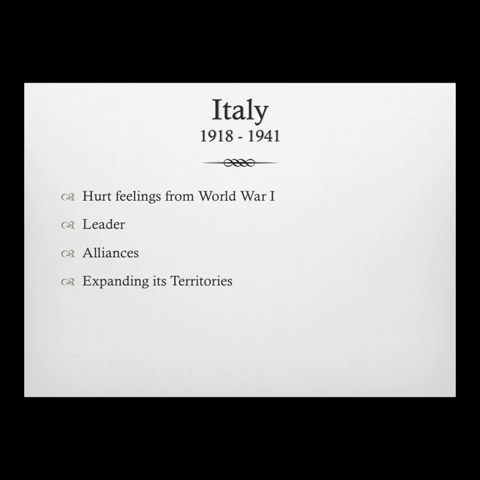Italy from 1918 to 1941. Italy had hurt feelings from World War I because, like Japan, Italy received very little land from the Treaty of Versailles, unlike the U.S., Great Britain, and France. Italy did elect a fascist leader named Benito Mussolini, who ruled over Italy for much of the period leading up to World War II. Mussolini became friends with the leader of Germany, whose name was Adolf Hitler, and Mussolini made many treaties with Hitler and formed alliances between the two countries. Italy then, starting in the mid-1930s, started to expand its territory into Africa and Greece.